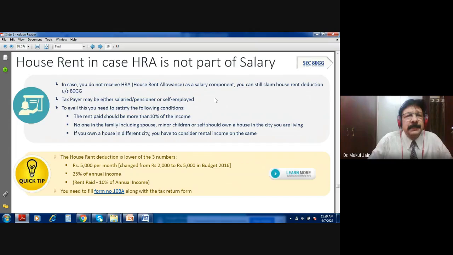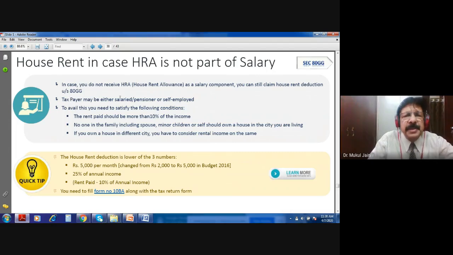So that was for the employees. But if you are not an employee and you are a self-employed person, living in another city or town, and you have taken a house on rent, in case you do not receive HRA or house rent allowance as a salary component, you can still claim house rent deduction under section 80GG.